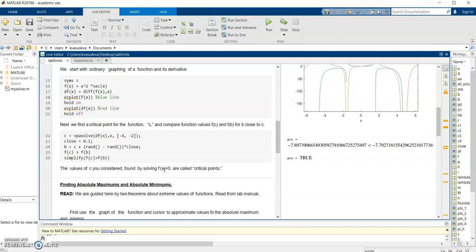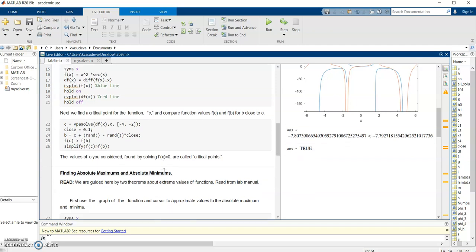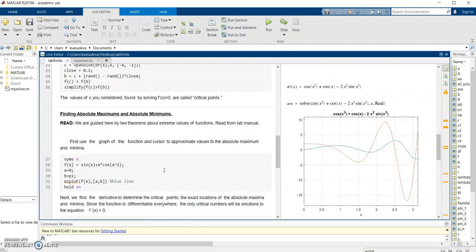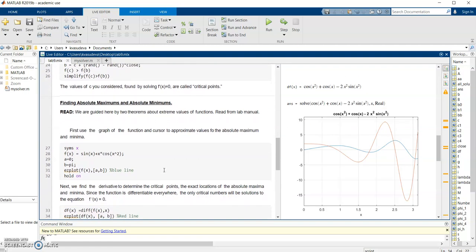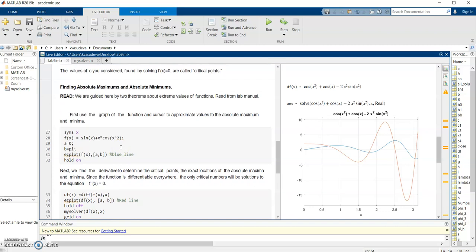So critical point is nothing but the x value that you got after you take a derivative of the function and equate that to 0. So that is what we are going to do here. This is the actual question that we are going to do today, that is finding absolute maximums and absolute minimums. Before that, I'm asking you to read two theorems about extremum values of a function. So kindly read that from your lab manual and you would be good. Let's get started with this.